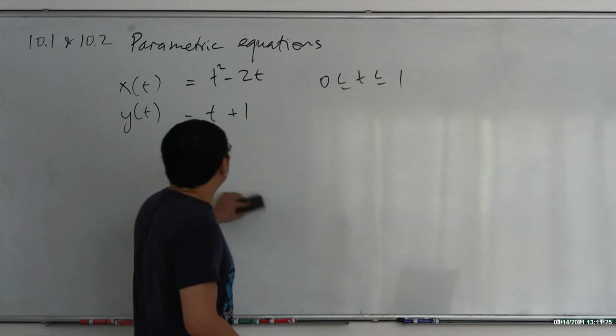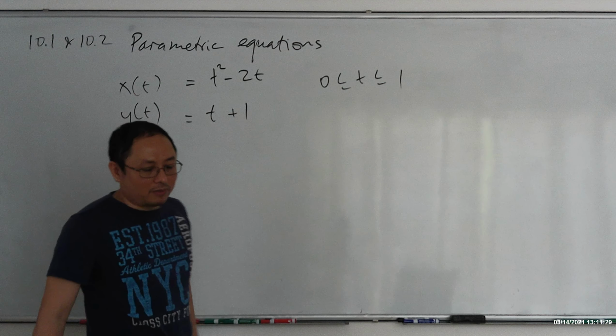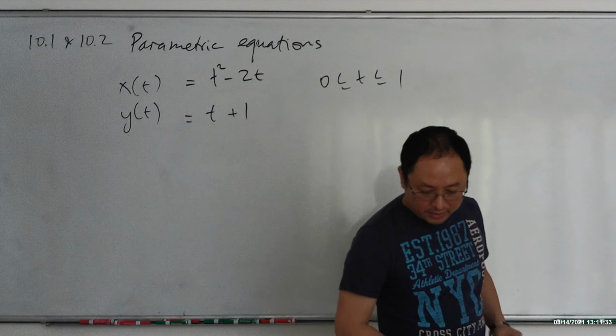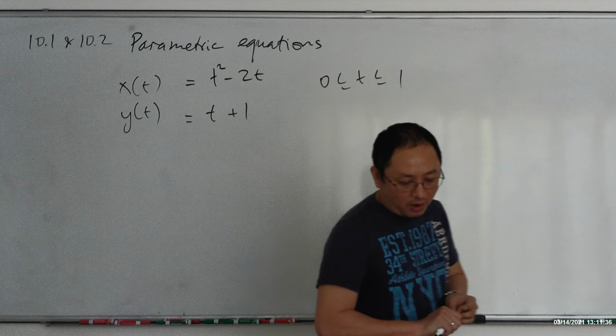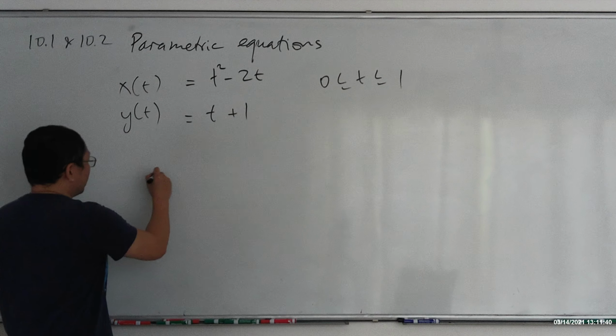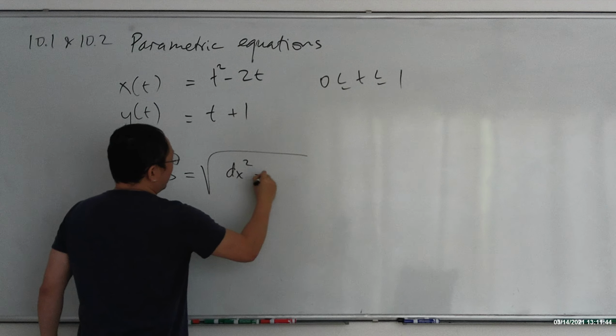So we can technically use parametric integral calculus for all the problems that we learned before. Okay, that's about the area. About arc length, that's one. Recall the arc length: ds is what? Square root of dx squared plus dy squared.